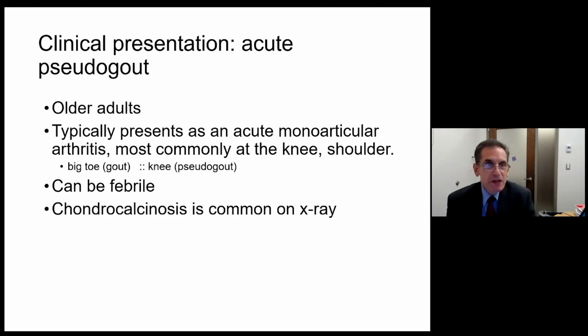Another condition similar to gout is pseudogout. This is caused by calcium pyrophosphate crystals. It typically occurs in older adults, and it may present as an acute monoarticular arthritis, most commonly at the knee or the shoulder. Remember, if you have pain, swelling, and redness in the big toe, that's typically seen in gout, whereas pseudogout typically occurs in the knee, and it may occur in the shoulder, sometimes in the wrist as well. Patients can develop a mild febrile syndrome, and chondrocalcinosis is commonly seen on X-ray.